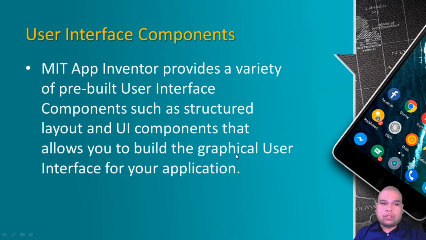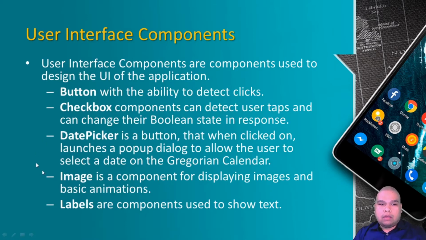Under user interface components, these are the different components that we have: buttons, checkbox, date picker, image, labels. For buttons, these are components that have the ability to detect clicks. Checkbox components can detect user taps and change their Boolean state in response. In a checkbox, the Boolean state we're referring to is whether the checkbox is clicked or not. You also have your date picker, a button that, when clicked, launches a pop-up dialog to allow the user to select a date on the Gregorian calendar.